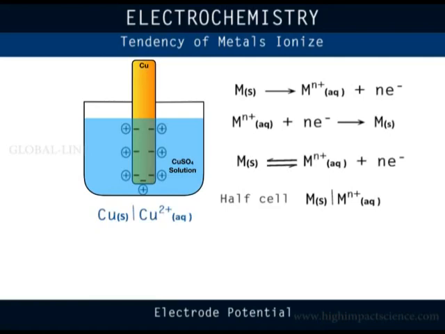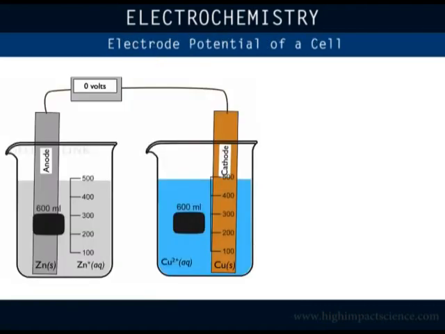Now, the tendency of metals to form ions when in contact with their own ions differ from one metal to another. It is not possible to measure the electrode potential for a single half cell. However, half cells of two different metals can be connected to form a complete cell. This is because only the difference between the potential of the half cells can be measured.